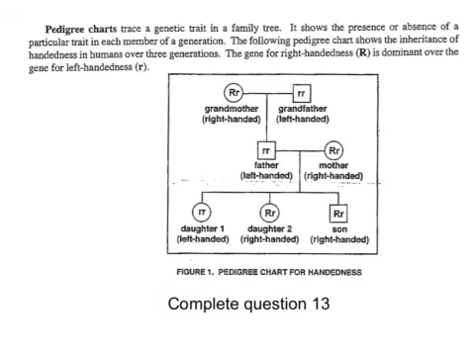Pedigree charts trace a genetic trait in a family tree. It shows the presence or absence of a particular trait in each member of a generation. The following pedigree chart shows the inheritance of right-handedness in humans over 3 generations. The gene for right-handedness, or capital R, is dominant over the gene for left-handedness, or lowercase r. And as we look at this chart just below, we have our first generation.